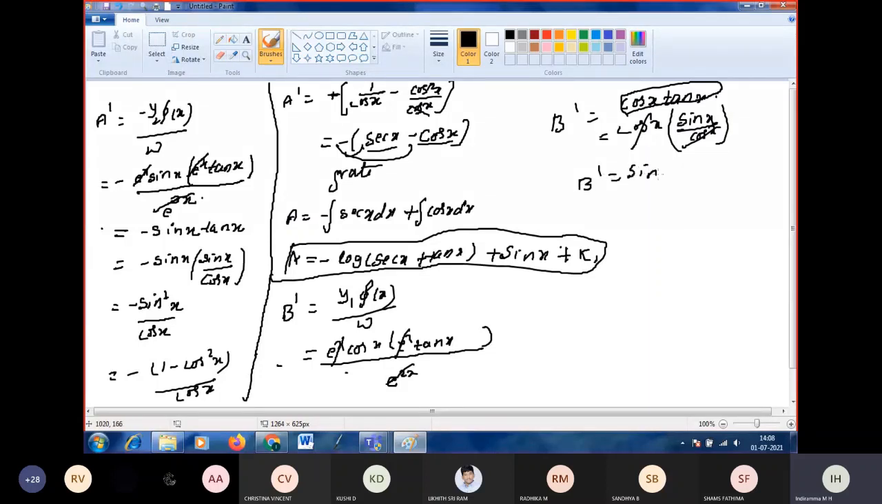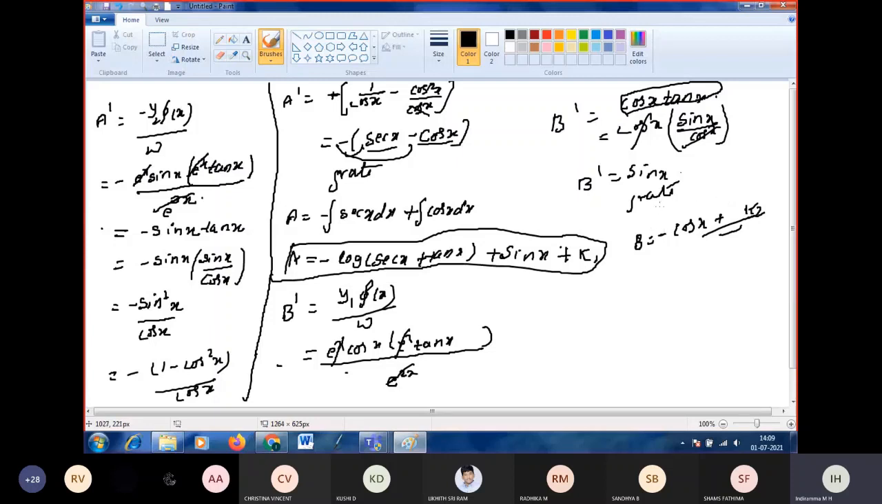Did you clear, all of you? Yes, ma'am. So if b dash is sin x, on integration, what does b become? Minus cos x plus K2. That is also very important. If you are not able to write constants, you are going to lose the marks.